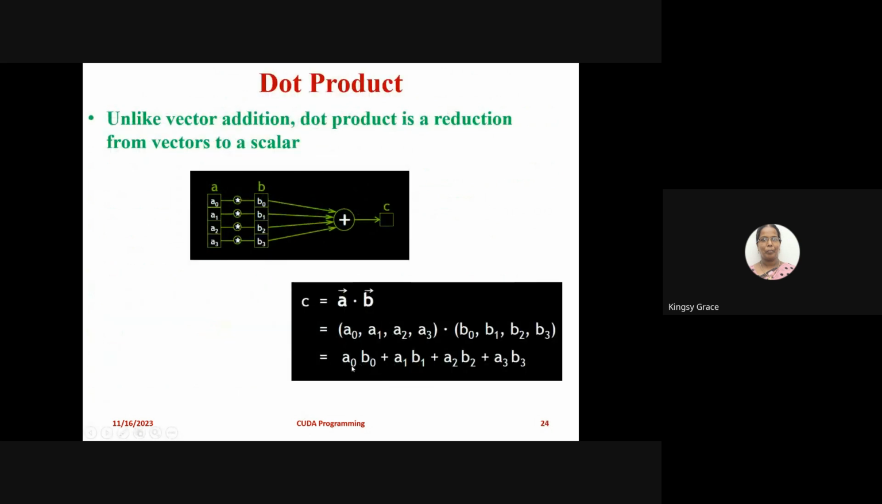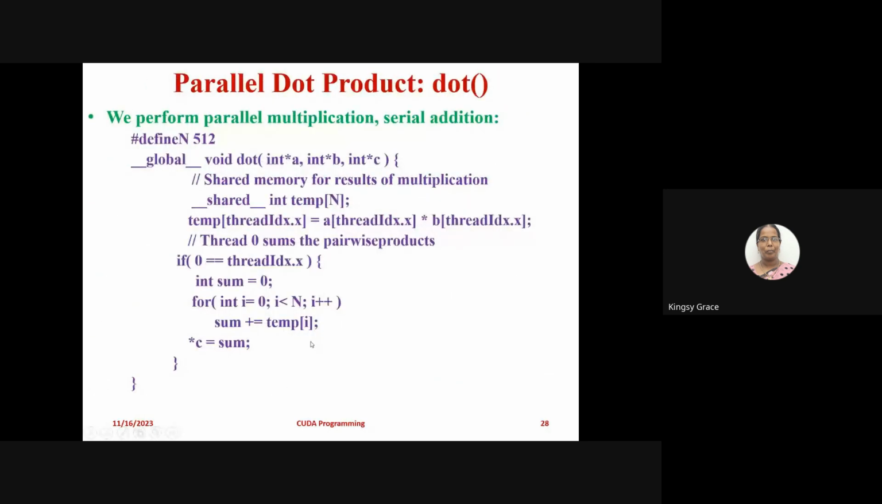You are calculating A0 B0, A1 B1, A2 B2, A3 B3. Once everything is done, thread 0 contains A0 B0, and all the remaining threads' values will be added together in thread 0. That is written like this. Again, it is shared. We have already seen that you have to explicitly give shared, otherwise the data won't be shared among the threads. That's why we give the shared keyword here. Then you add everything, and that will be stored in star C.